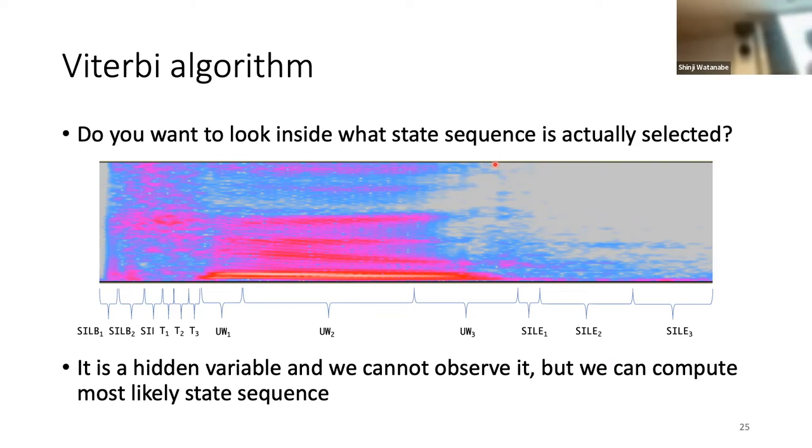However, we want to see what kind of alignment is the most likely, right? Which is good for providing a debugging way of seeing how the HMM state sequence will behave. So this Viterbi algorithm provides this kind of a way. We regard the HMM state sequence as a probability, and this is not observable, but the Viterbi algorithm can provide the most likely state sequence.